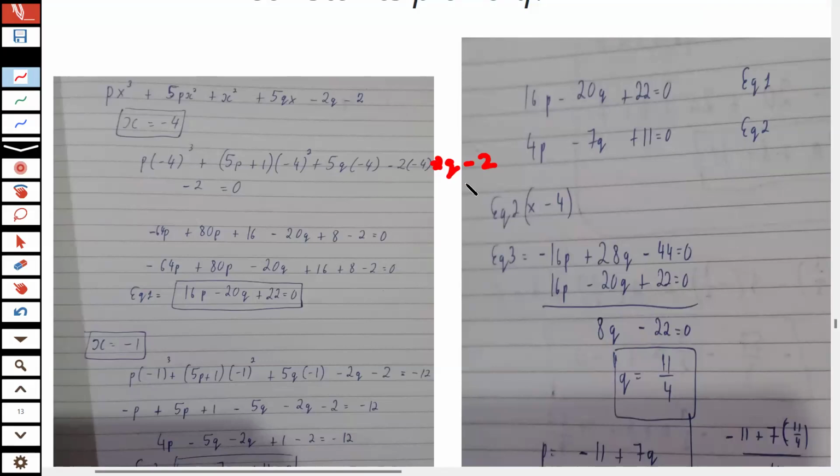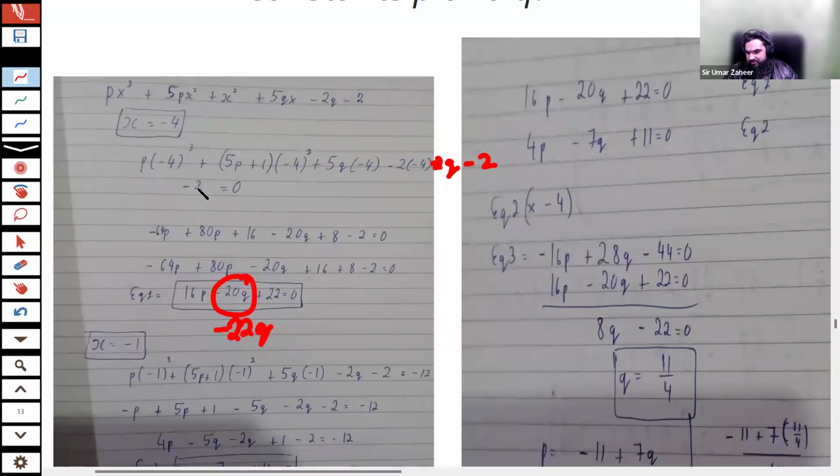Sir, on the second line, you did not write -2q. He wrote it down, I think, right below -2 equals 0. Oh, you have skipped them, because this is basically -22q. You have skipped this value.